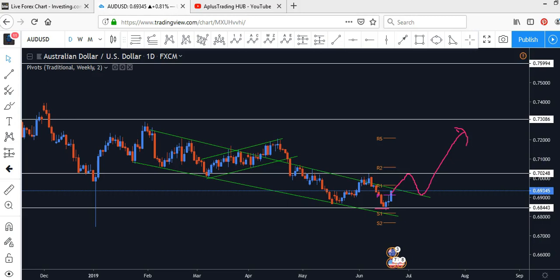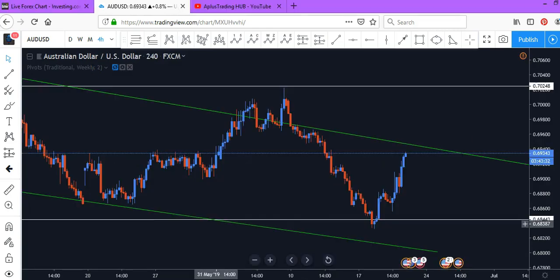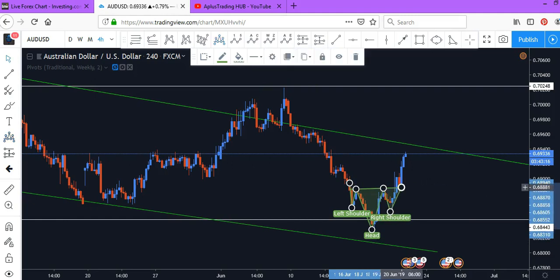For you to enter this trade, all you need to do is first wait for price to close above the PP, then you join. You can also go to the lower time frame. Let's see the 4-hour time frame. On the 4-hour time frame, we already have an inverted head and shoulders here. So this is a confirmation that price is going up.